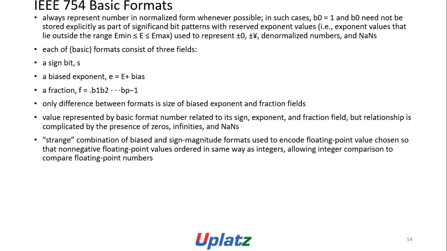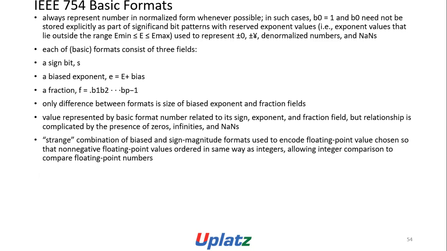IEEE 754 basic formats always represent numbers in normalized form whenever possible. In such a case, b0 is equal to 1, and b0 need not be stored explicitly as part of the significand. Bit patterns with reserved exponent values, that is, exponent values that lie outside the range Emin to Emax, are used to represent plus or minus 0, plus or minus denormalized numbers, and NaNs.